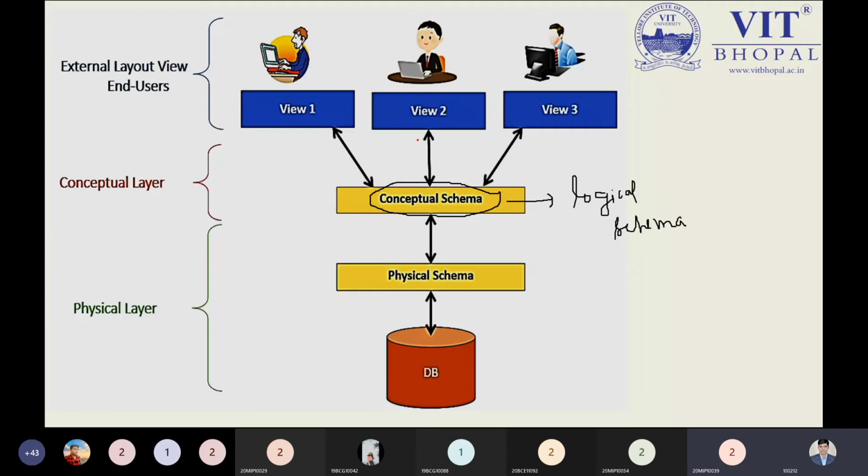Okay, got it, sir. Okay. Don't worry. For the view, I will explain practically.